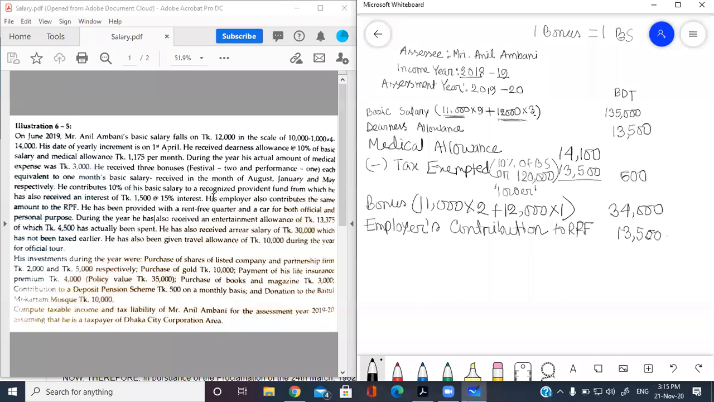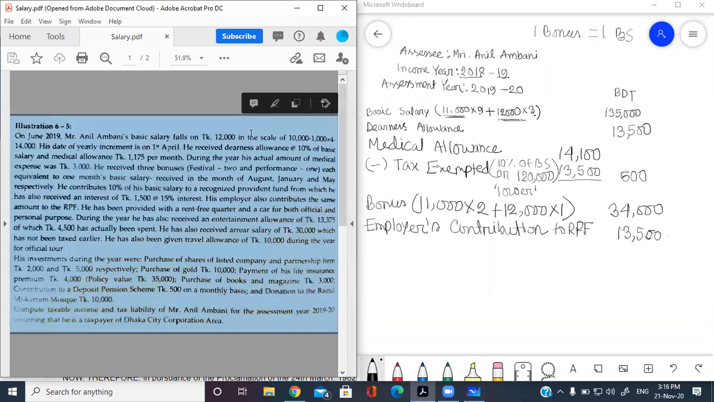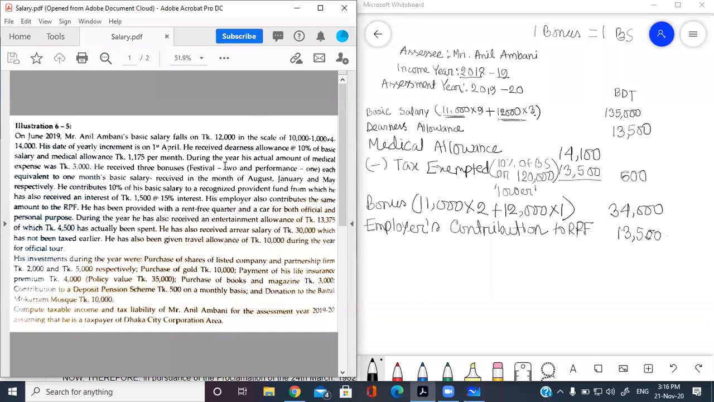Then, his employer also contributes the same amount to the RPF. Now, if I remove this statement from here, by default, you need to assume that the employer contributes the same amount even if this information is not given. So these are some kind of traps you may fall into in your exam. But for your career, you will get this kind of facility from your employer, and you need to calculate in this way, which we are right now following.